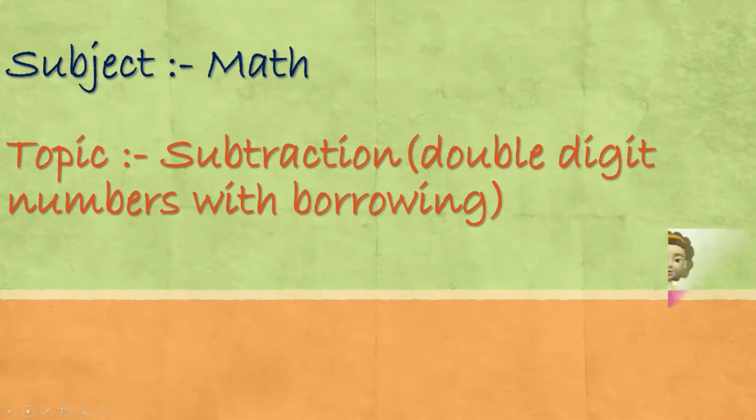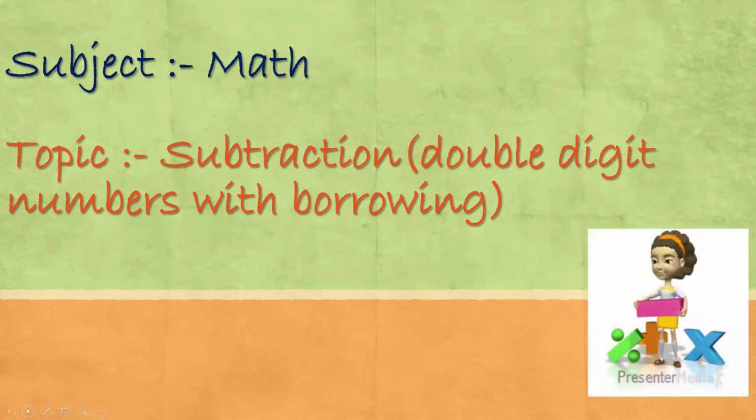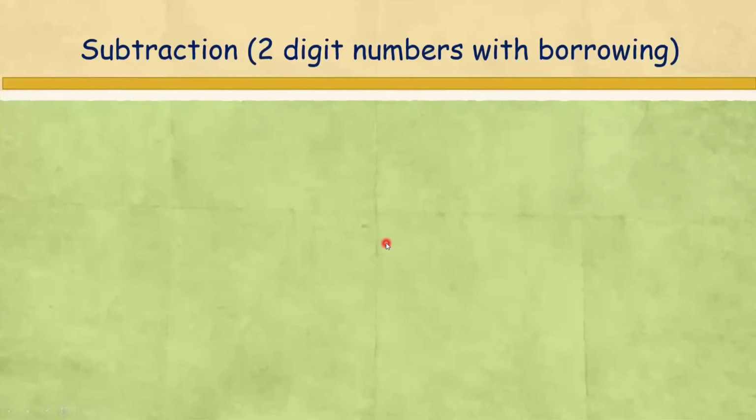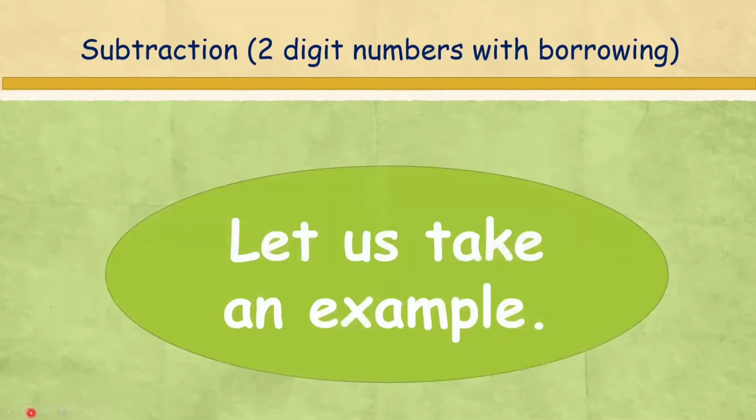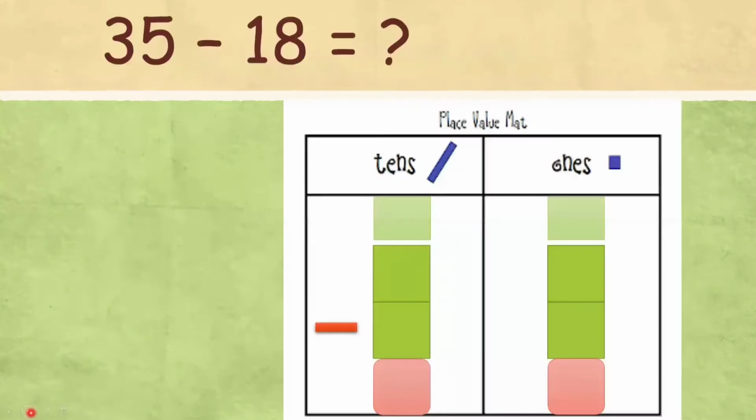Today we will study subtraction of double-digit numbers with borrowing. Children, now we are ready to learn subtraction of double-digit numbers with borrowing. Let us use an example. If I ask you what is 35 minus 18?